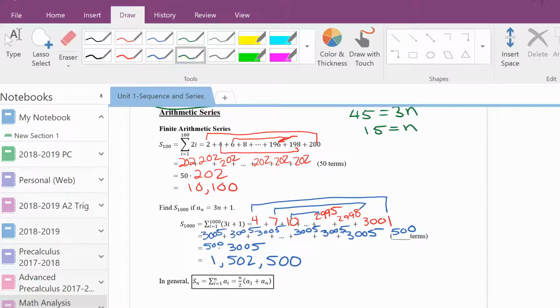So in general, that's why to find the sum, if you know the number of terms, which is n, and you know the first term, which is a sub 1, and you know the last term, which we'll call a sub n. If you know those three things, you can find the sum of an arithmetic series by taking the number of terms, dividing it by 2, because that gives you the pairs, and then adding the first and the last and multiplying it by that.